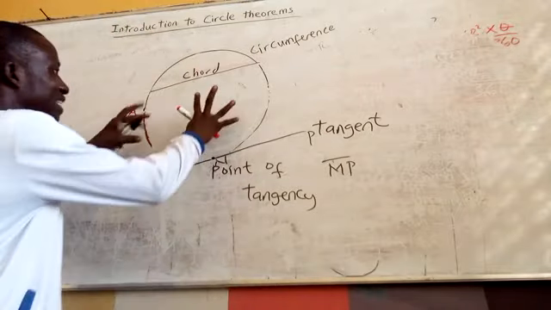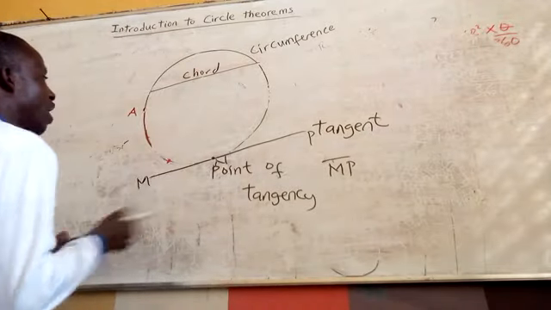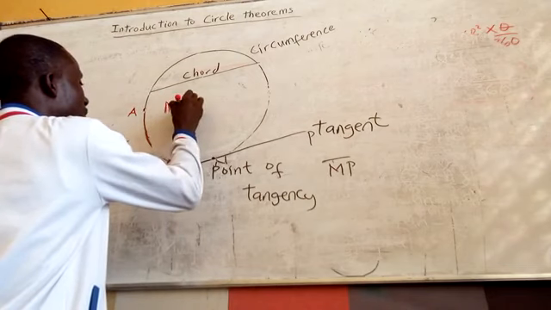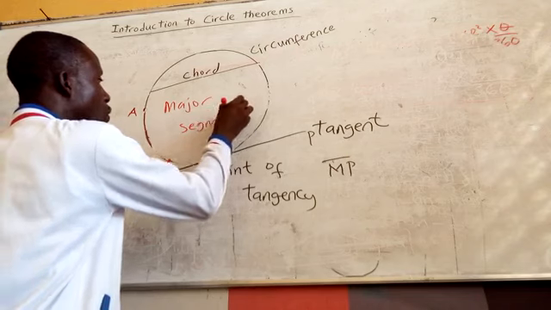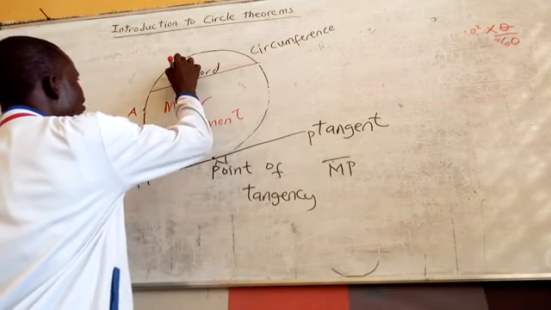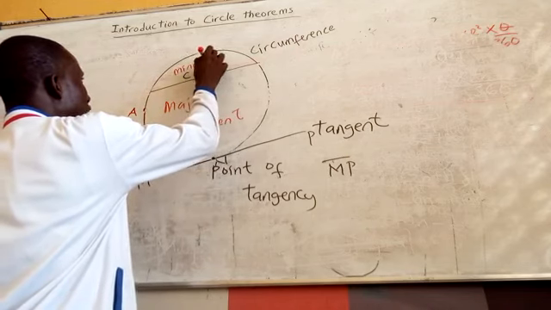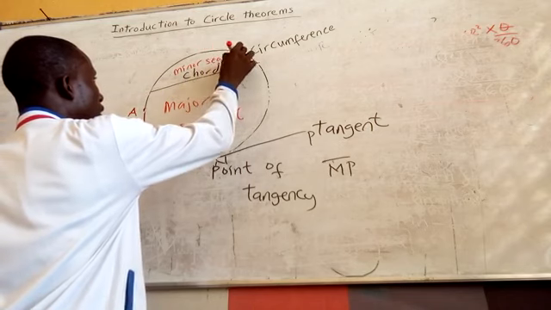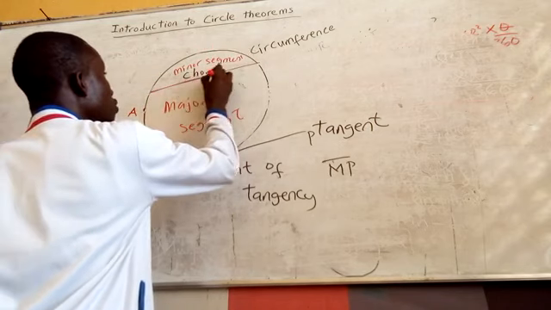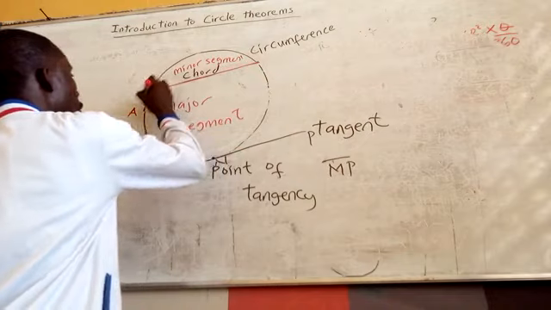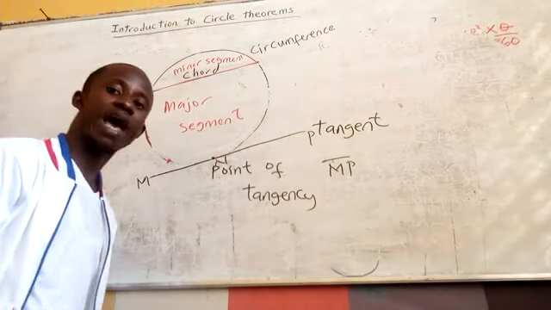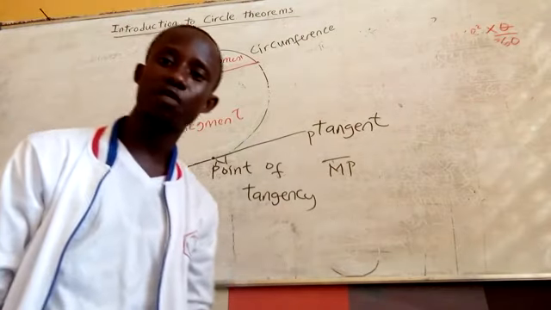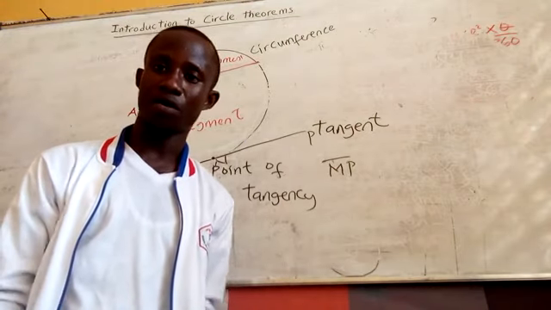So this portion is referred to as the major segment, while this portion is referred to as the minor segment. And this line drawn here is a chord. So when a chord is drawn, we always have two segments: a major segment and a minor segment.